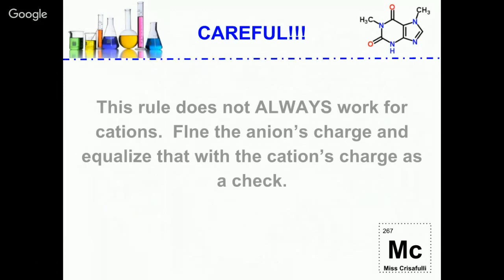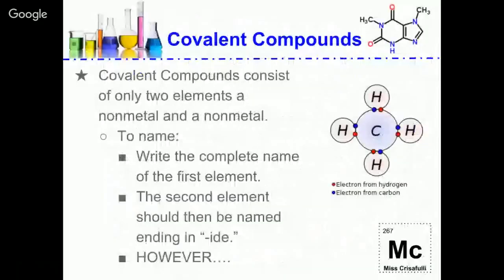Now what about covalent compounds? Covalent compounds, remember, consist of two elements and they're both nonmetals. So to name those, you're going to write the complete name of the first element first. Then the second element is going to end with that -ide.